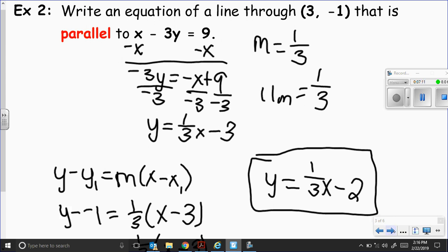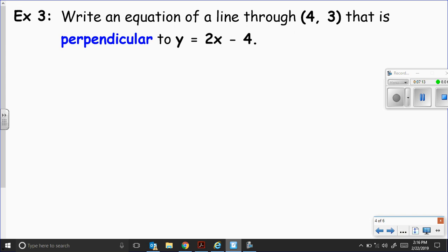All right, let's look at another example doing perpendicular. So in example 3, we want to write an equation of a line through the point 4, 3 that is perpendicular to y equals 2x minus 4. Because this one is in slope-intercept form already, let's go ahead and identify the slope. So here our slope is a positive 2. So we need a perpendicular slope. Remember, we need the opposite sign, and we need the reciprocal. So the perpendicular slope would be a negative 1/2.